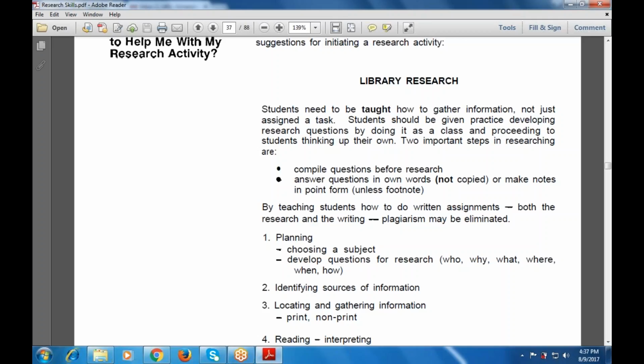The next is identifying the sources of information. What are the various sources of information that will be used? How can we gather the information and how can we carry out the information? And locating and gathering information: locate the information, gather the information. That information may be print information, or that information may be non-print information.